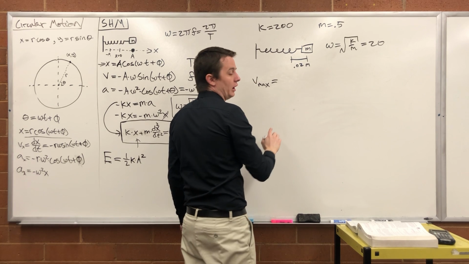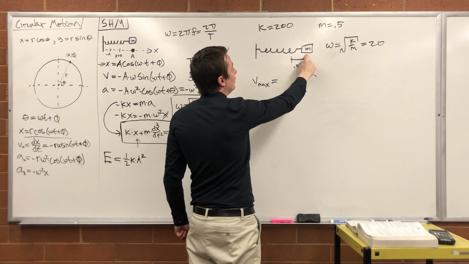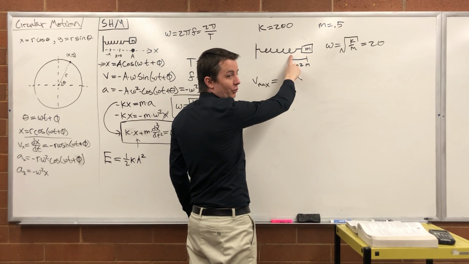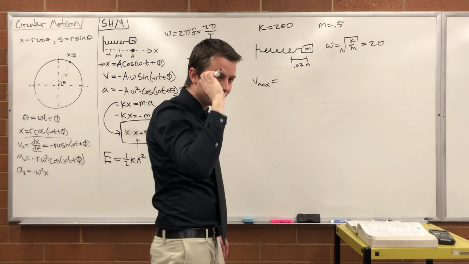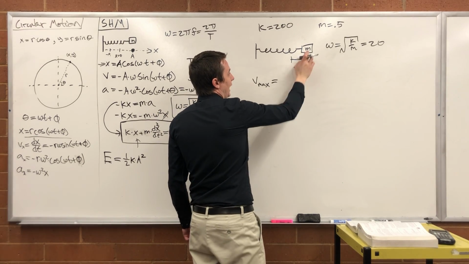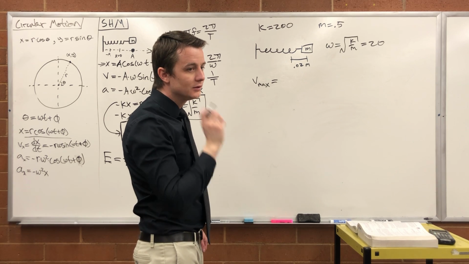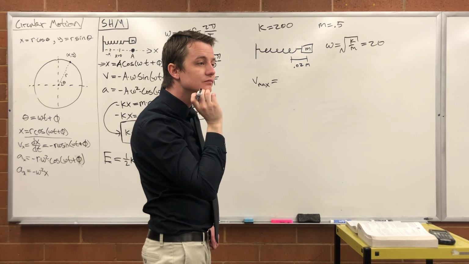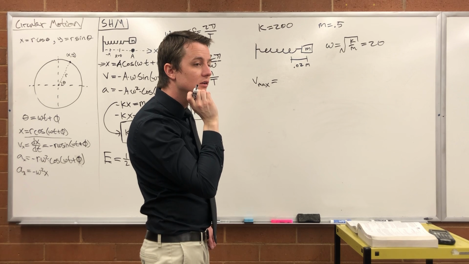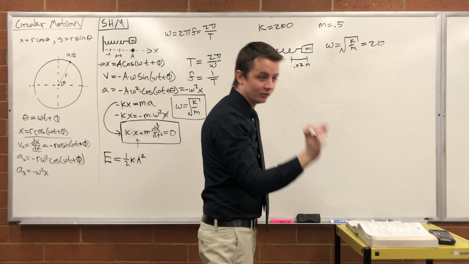Well, it has its max velocity when it's at its equilibrium. When it's at its max distance is when its velocity is 0. Oh, because it's not moving. Right. So it has its max velocity at equilibrium. So what is that? Just A then? Huh? That distance is A. No, that's a distance of 0.